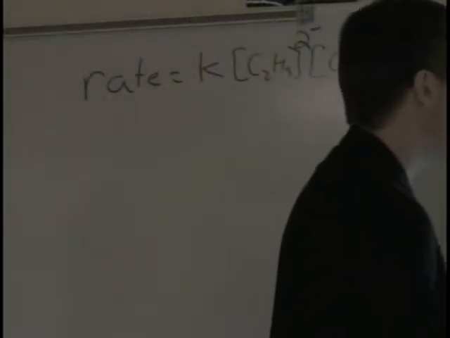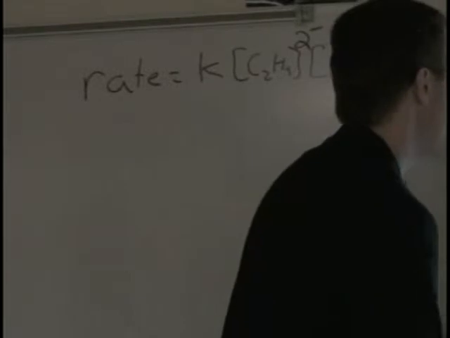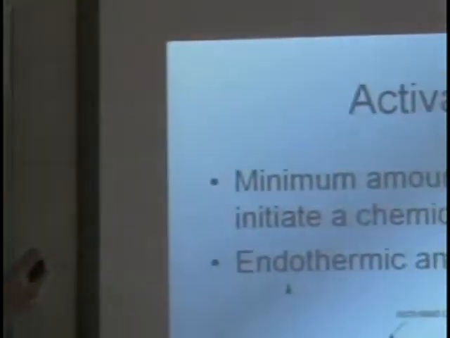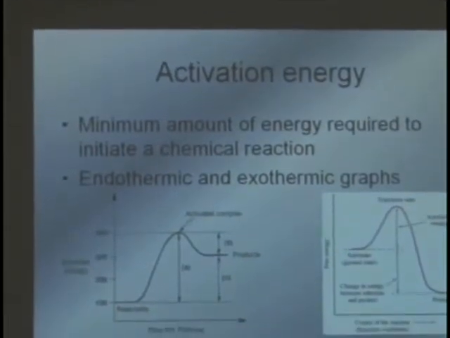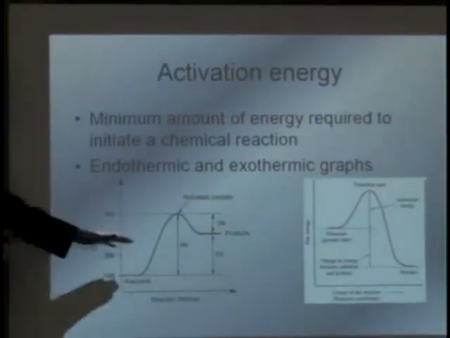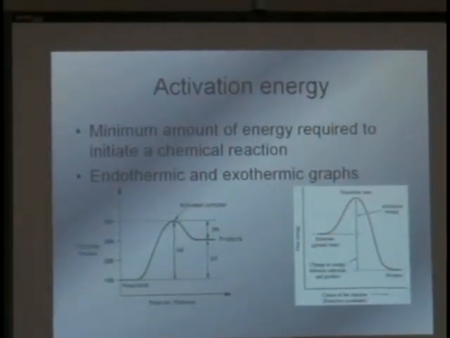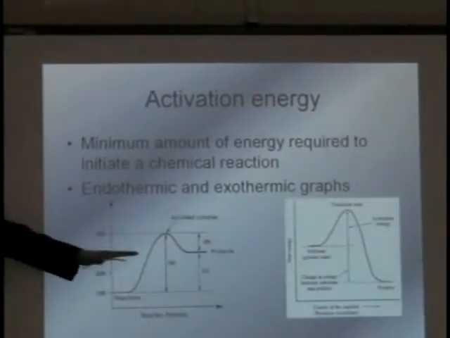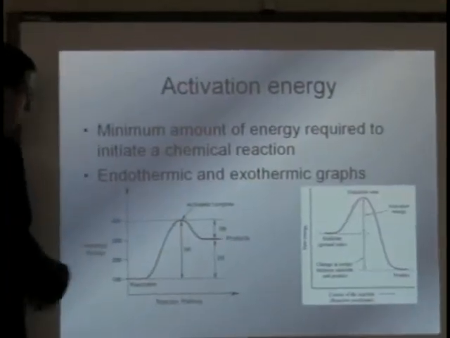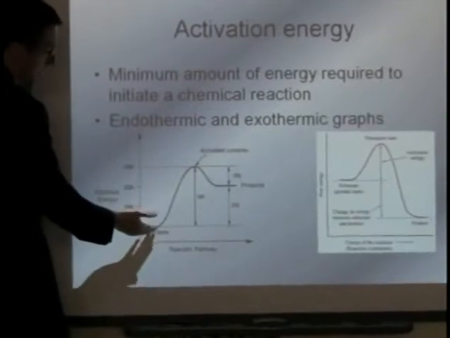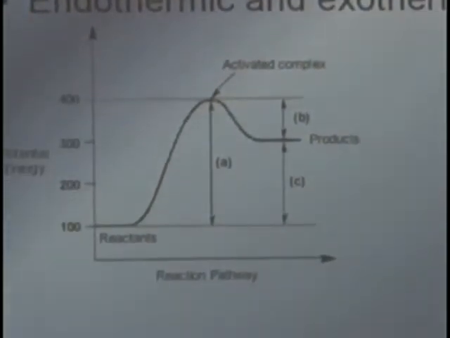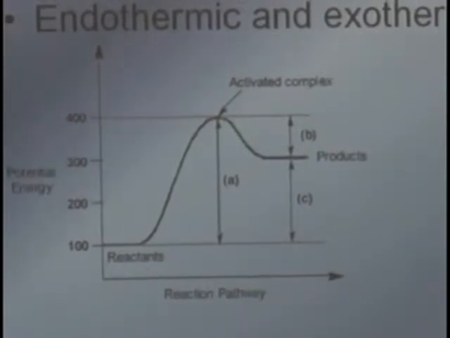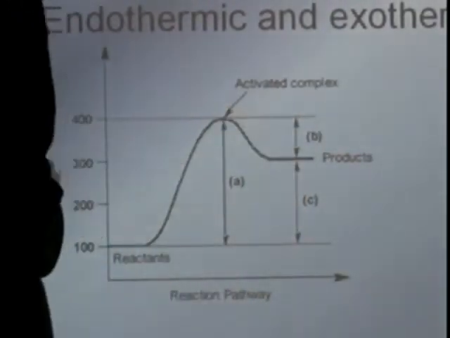Next thing you need to know about is activation energy. Activation energy is referred to as the minimum amount of energy required to initiate a chemical reaction. There are 2 different graphs you can see here. One is endothermic and one is exothermic. The endothermic graph is right here. Reactants have a certain amount of energy. Then you have to climb up and get to this peak, which will be referred to as an activated complex. We'll talk about that in a little bit. And then the products have a new energy.